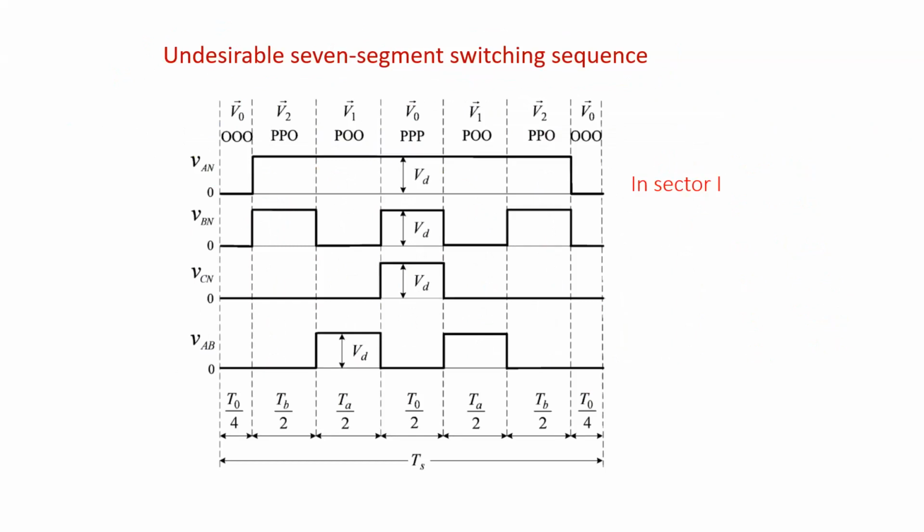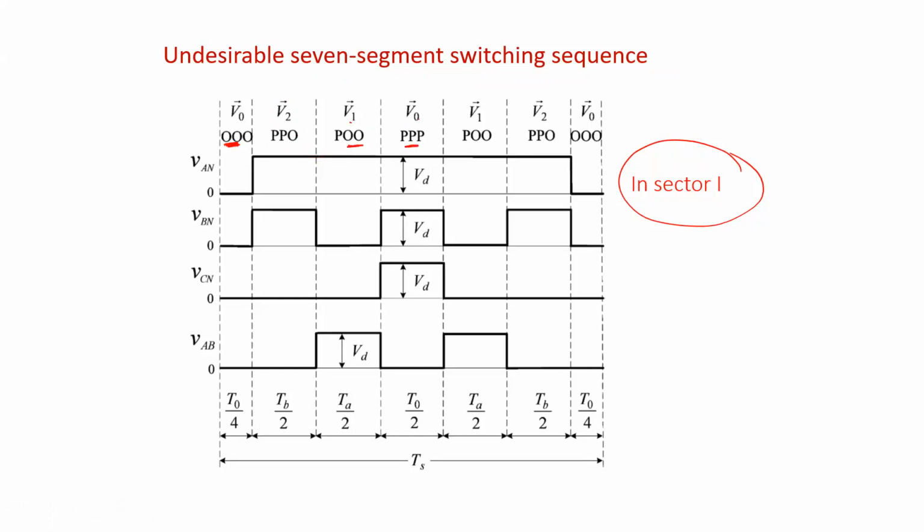So why exactly is it undesirable? For example, take the same case in sector 1. First it started with 0, 0, 0. Instead of selecting V1, now you selected V2. What will happen if you select V2? Here we have A phase and B phase, so both are affected. Similarly, when it moves from V1 to V2, only the B phase is affected. But when it moves from V1 to V0, the B phase and C phase both are affected.